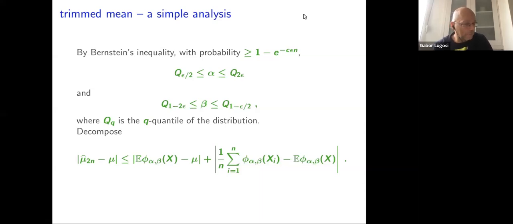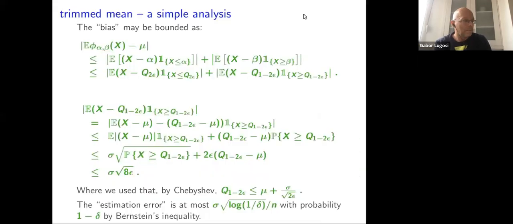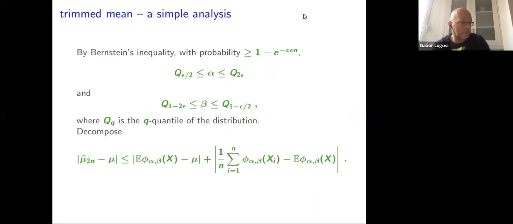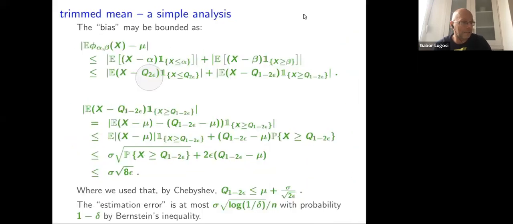Okay. And for the bias, well, that's also very simple, because you see this function phi. Remember, this is just this rectified linear unit. Okay, this only differs from the identity function if x is smaller than alpha or if x is bigger than beta. Okay, so there are two contributors to this difference. When x is smaller than alpha, then it's x minus alpha, and when x is bigger than beta, then it's x minus beta. Okay. Now alpha, because of the previous inequality, alpha is smaller than q2 epsilon, so I can replace it by q2 epsilon, and the same thing for beta. Okay.